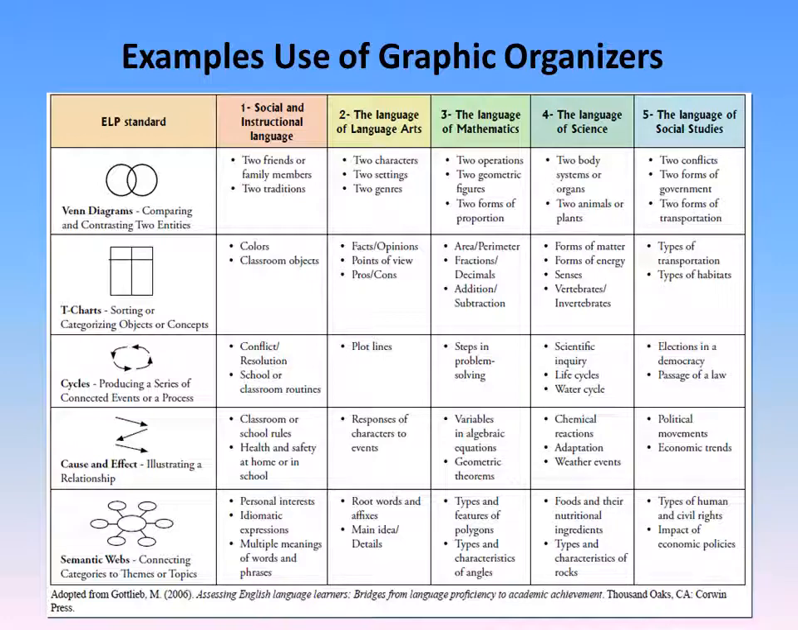And here's a chart full of graphic organizer ideas that you might be able to use in each of the 5 ELP standards from the WIDA consortium. Just a quick review of that again. The first standard is social instructional language, the second is ELA, the third is math, the fourth is science, and the fifth is social studies. In each of those different avenues and areas, we're going to find that different sorts of diagrams will be more helpful. Venn diagrams, T-charts, cycles, cause and effect charts, and semantic webs could be very helpful, so feel free to pause the recording to check out things from your specific content area.